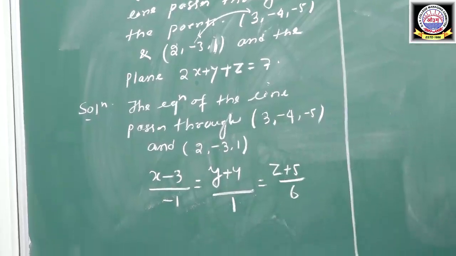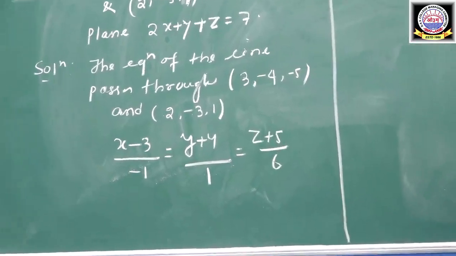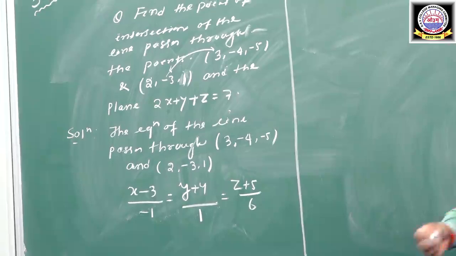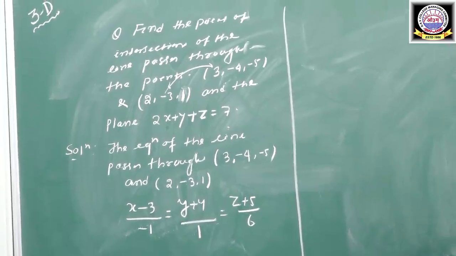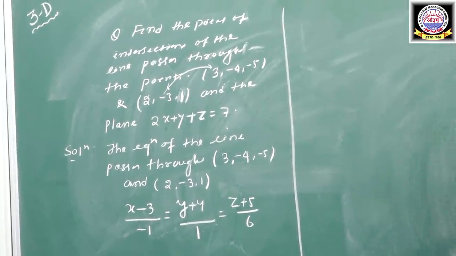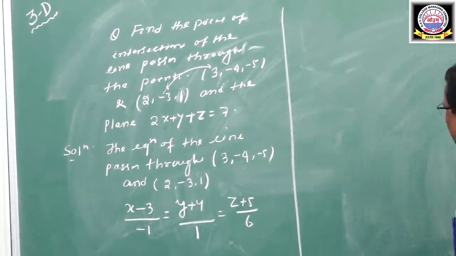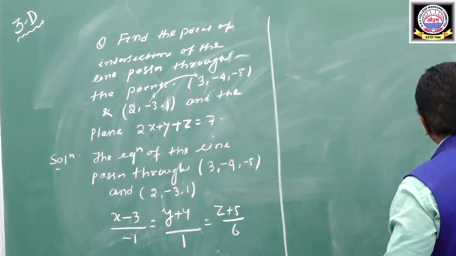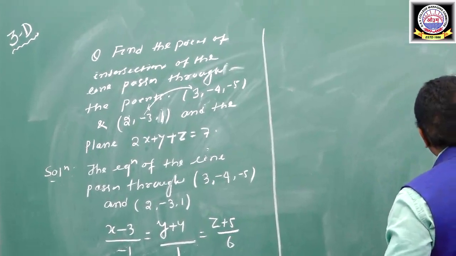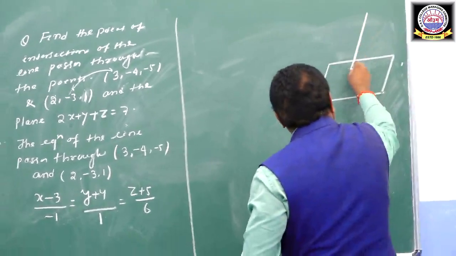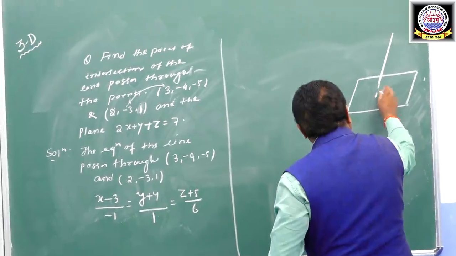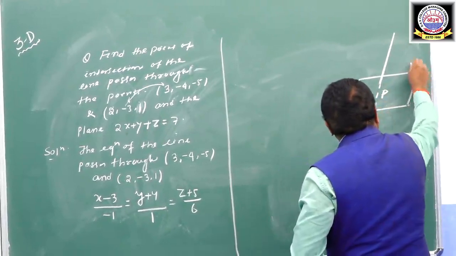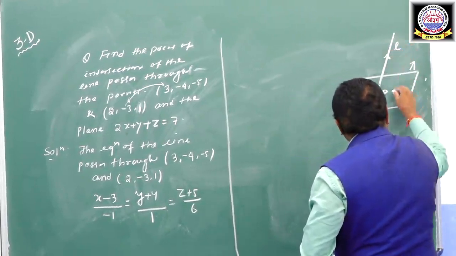Check. The equation is (x minus 3) divided by -1 equals (y plus 4) divided by 1 equals (z plus 5) divided by 6. By using the 2-point form, we are writing the equation of the line. Now the equation of the line is ready. Then you will write the same thing: let the line intersect the plane at the point P.